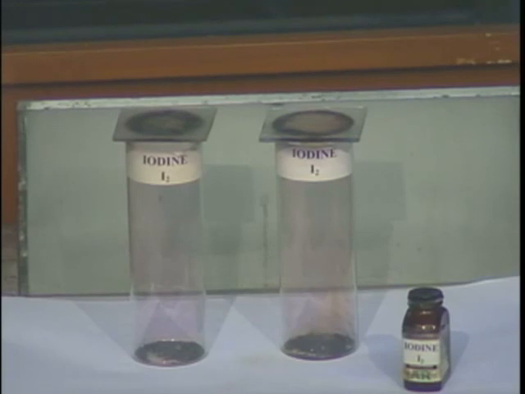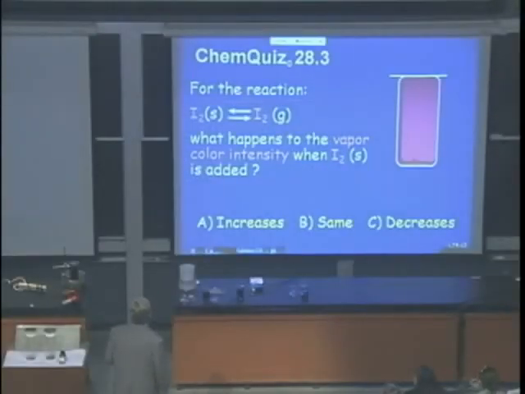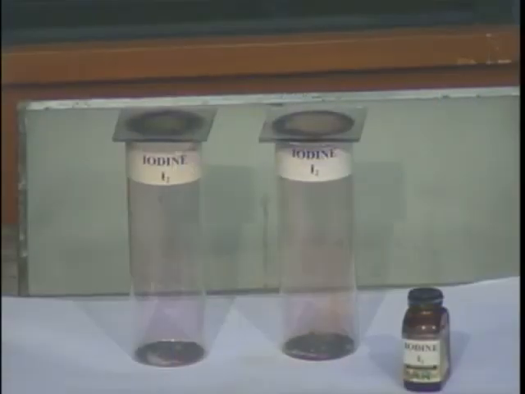And so now I'm asking you, this is the equilibrium. What happens to the vapor color intensity if I add some more of this iodine? Let's keep that down here, please. Does the vapor color intensity increase, stay the same, or decrease? Why don't you answer this quickly? I give you 1 minute. 45 seconds. You either know it or you don't.